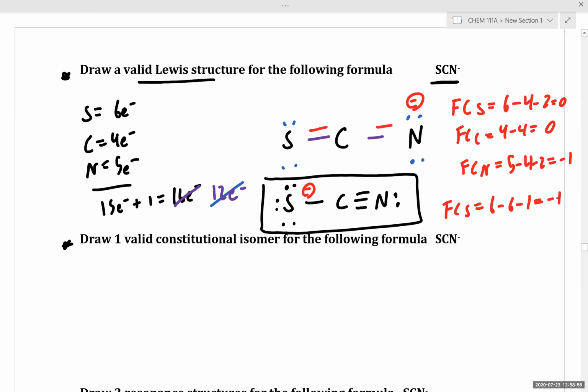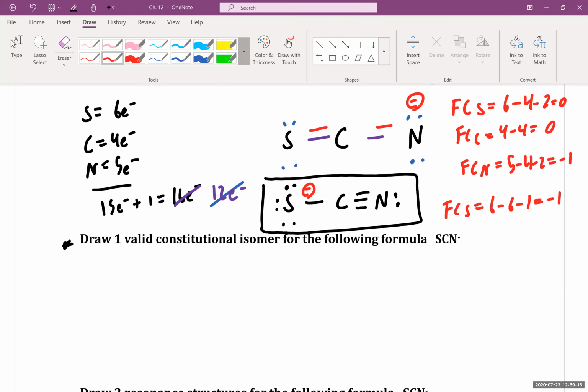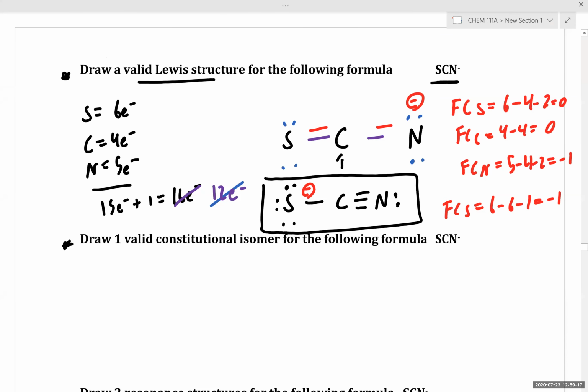In general, you try to place the negative charge on the more electronegative element. Both of these structures are very, very close in terms of contribution because nitrogen and sulfur are pretty close in terms of electronegativity. So both structures would be accepted on the exam. These two structures are actually resonance structures because they're the same connectivity of atoms with a slightly different distribution of electrons.